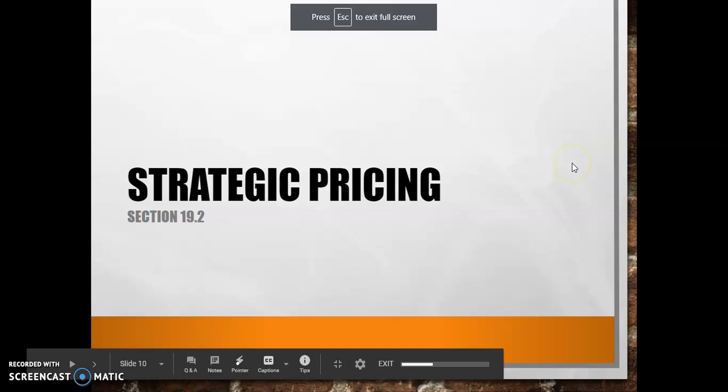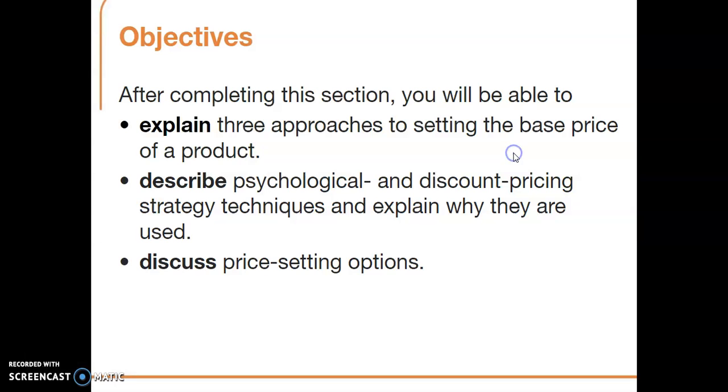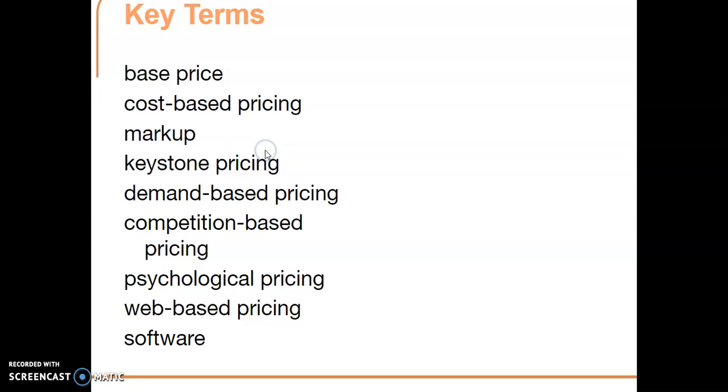Hi everyone. Today we are going to be working on section 19.2 on strategic pricing. We're actually going to split this section into two parts. So today our main objective is to explain the three approaches to setting the base price of a product. And the key terms that we're going to touch upon today are base price, cost-based pricing, markup, keystone pricing, demand-based pricing, and competition-based pricing.